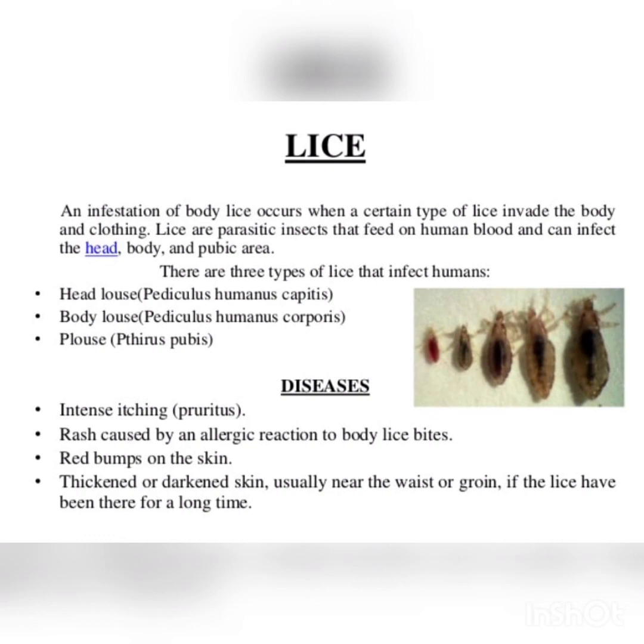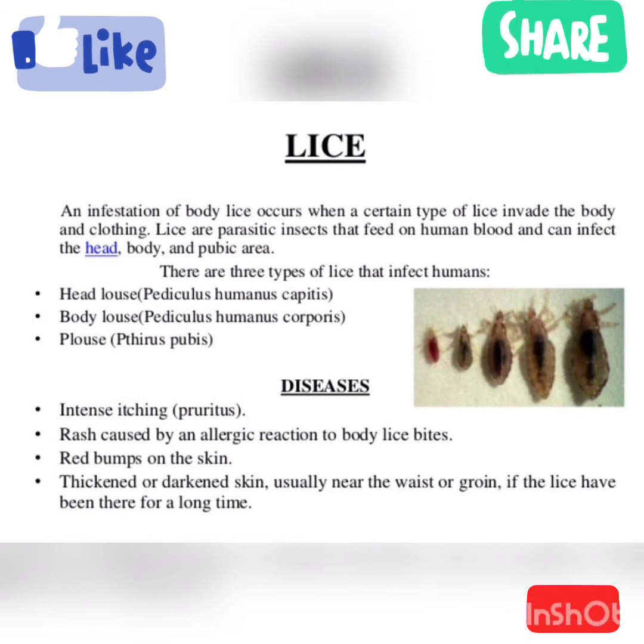The diseases which are caused by lice are intense itching, pruritus, and rash caused by allergic reaction to body lice bites. So when the body lice bites the body, there will be allergic reaction and red bumps on the skin and thickened or darkened skin, usually near the waist or groin. If the lice have been there for a long period of time, there will be a dark discoloration of the skin around the pubic area.